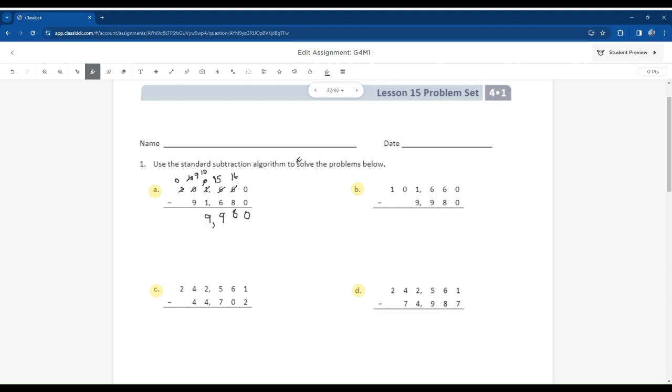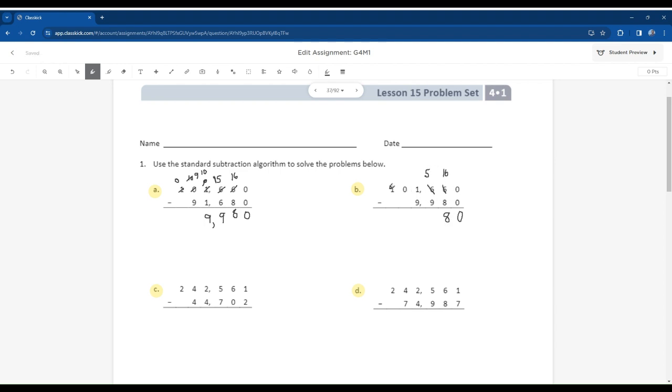Letter B, we're going to do 101,660 minus 9,980. So maybe between A and B, you notice a little bit of something. 0 minus 0 is 0. 6 minus 8, I would need to regroup in order to be able to do. So I'm going to regroup 600s for 500s and 10 tens. I already have 6 tens here to make 16. 16 minus 8 is 8.